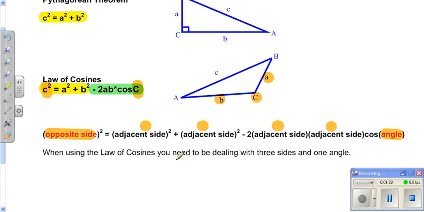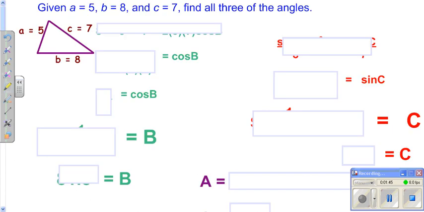The law of cosines works when you are dealing with three sides and an angle. In other words, of those four things, the three sides and an angle, you would need to know three of them. Then you'd be able to find the missing one. So let's go ahead and take a look at this one here. Here you're given three sides.